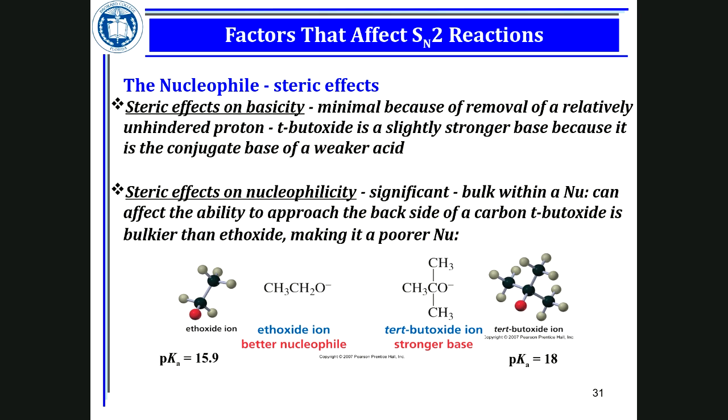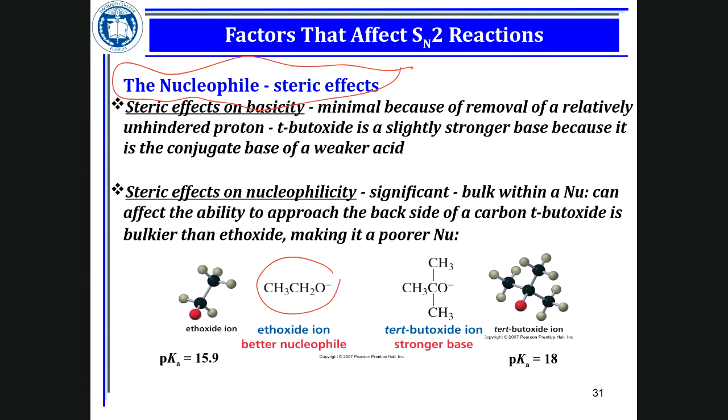The effect of the steric effect for the nucleophile. For SN2, if you have a less bulky group, it is better. Why is a less bulky group better? Because for SN2, remember the backside attack.